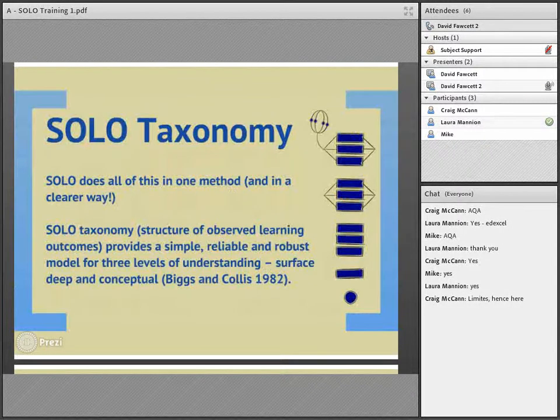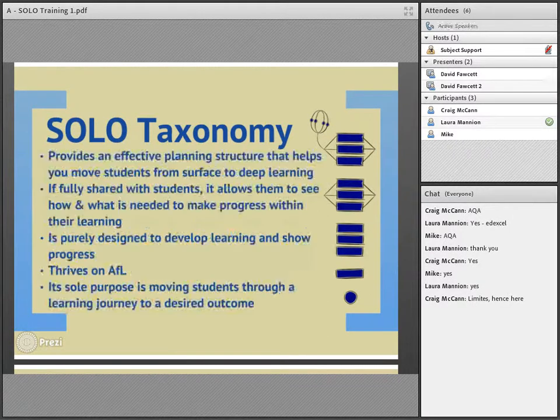The whole process is about getting students to understand the learning that is taking place and to see how their learning is progressing. That's the beauty of SOLO taxonomy. It's the Structure of Observed Learning Outcomes. They actually see what it is they're doing, where they're going, and they can quite clearly and easily see what they as individuals need to do next to move on.